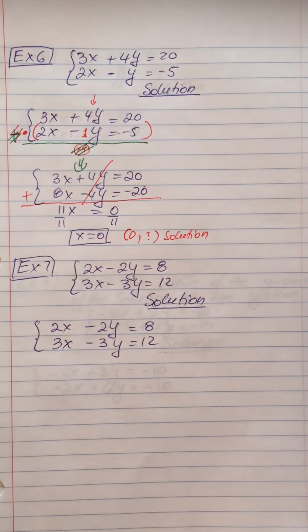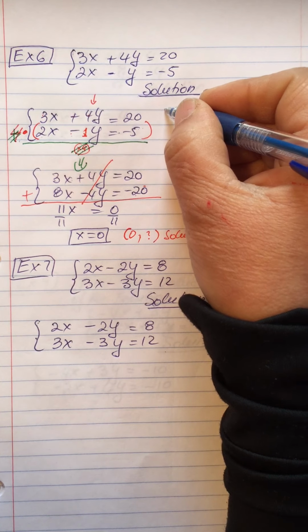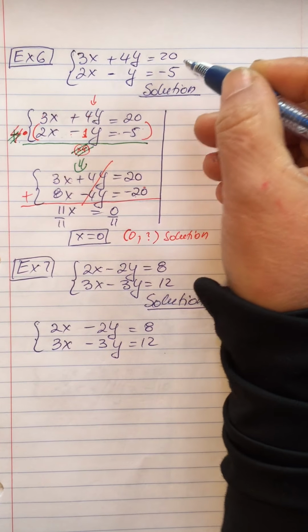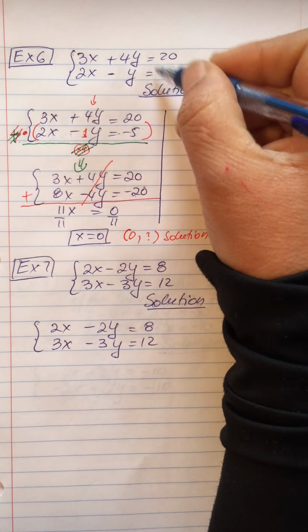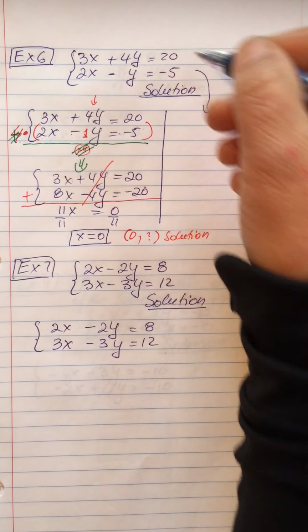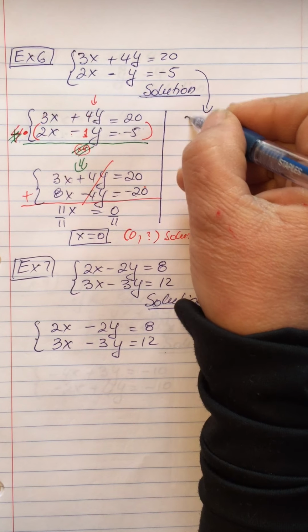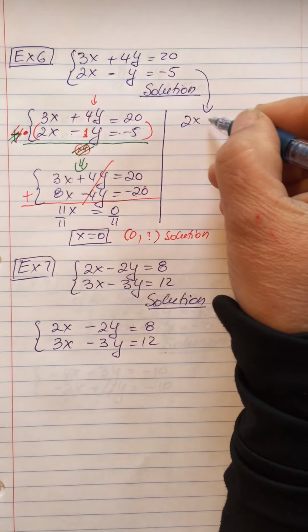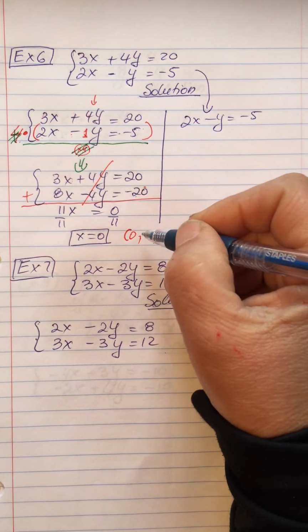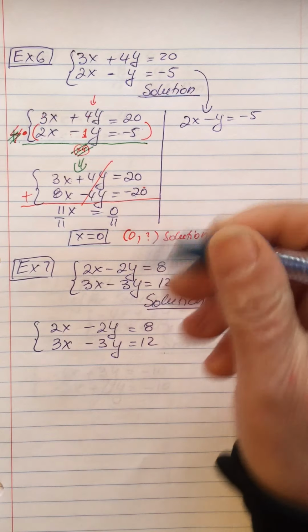And now we have to find the second coordinate of the solution, which is the y value. And to find the y value of the solution, we have to choose one of the original equations. Let me choose the second. It doesn't matter, you can choose the first. So I have to write 2x minus y equal to -5. I have to replace x with 0.